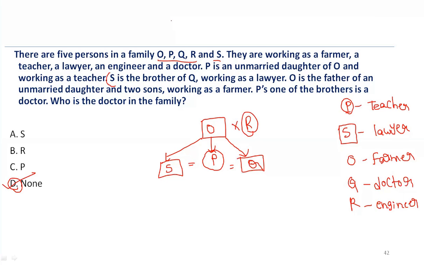This is a simple puzzle question based on blood relations and the terminology of professions that they are doing. So each and every line, if we are connecting, we can draw the family tree diagram, and then we can fill the professions in which they are allocated individually, one at a time, to solve the question. Doctor in the family is nothing but Q. As Q is not there in the answer options here, we can mark the answer as option D, none.